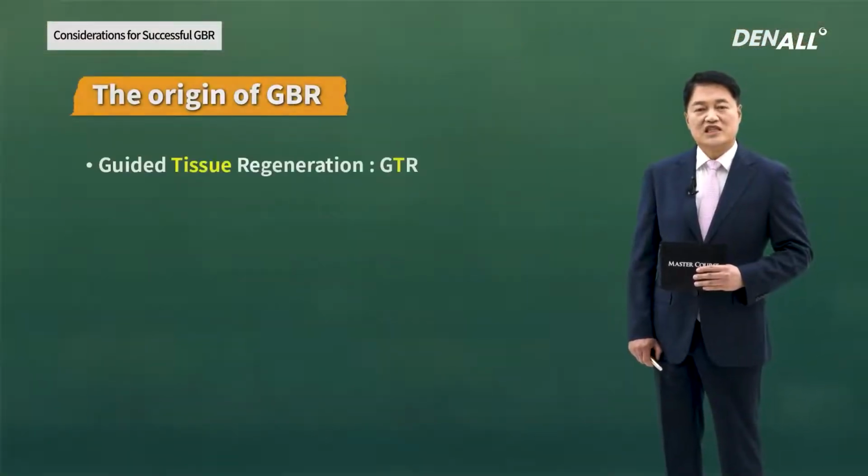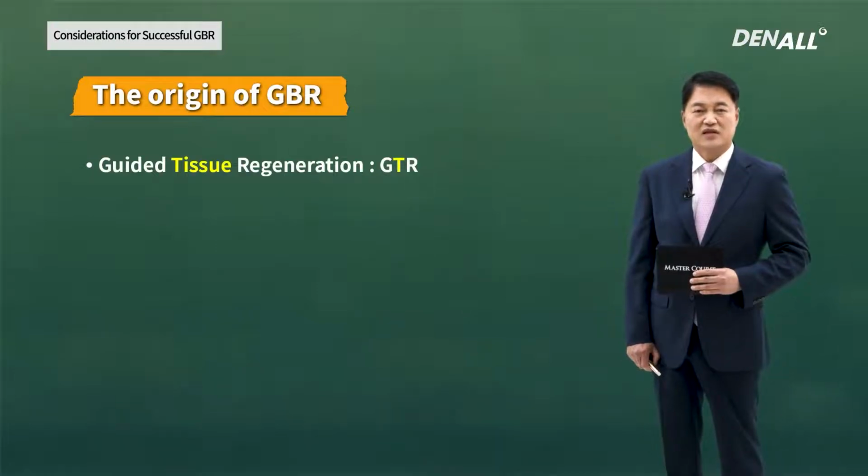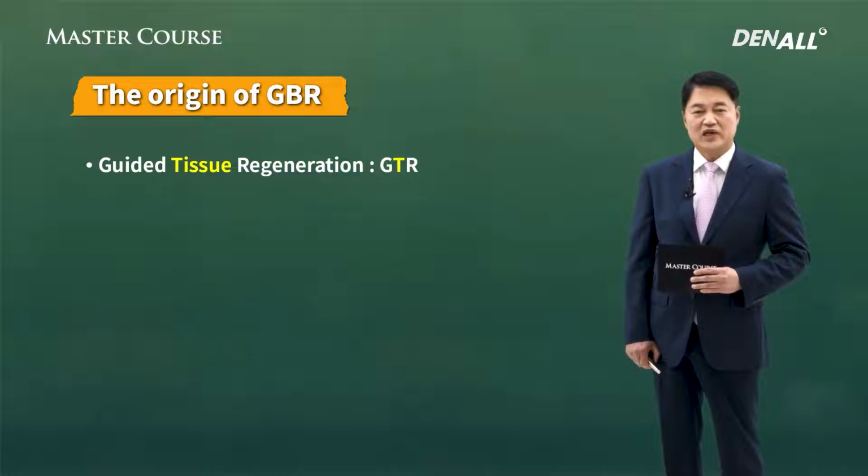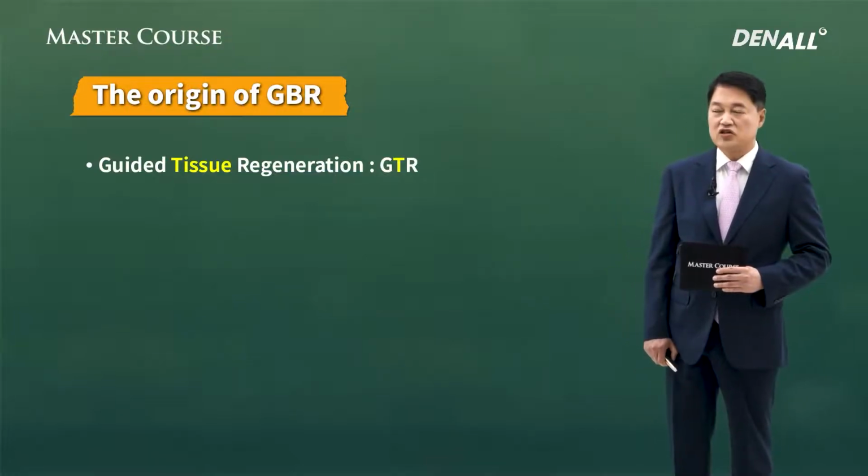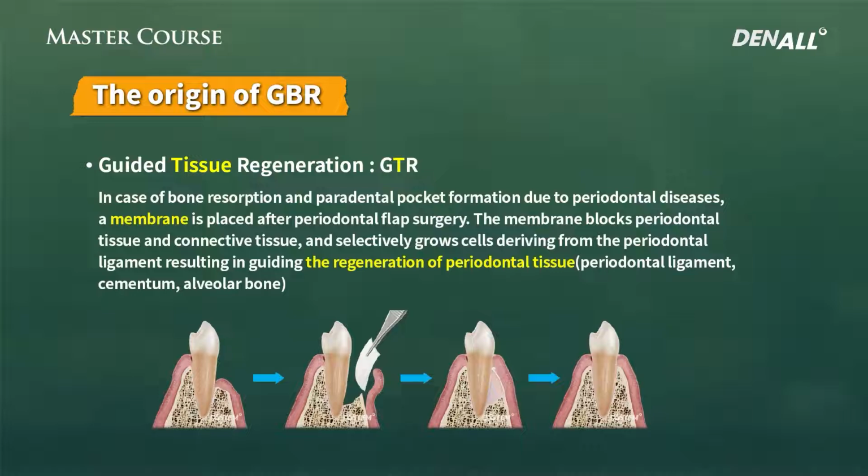The basics of GBR. It started off with GTR, in other words, guided tissue regeneration. As you know, due to periodontal disease, bone resorption and periodontal pockets can be formed. After curettage, a membrane is used to block connective tissue and epithelial tissue and selectively grow cells deriving from the periodontal ligament, resulting in the regeneration of periodontal tissue, periodontal ligament, cementum, and alveolar bone.